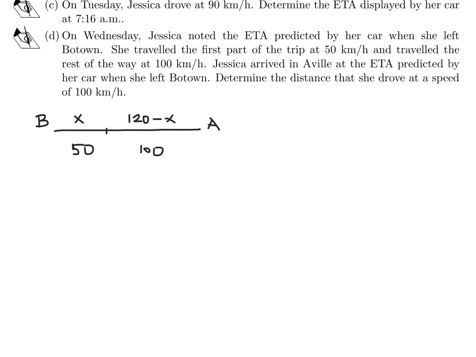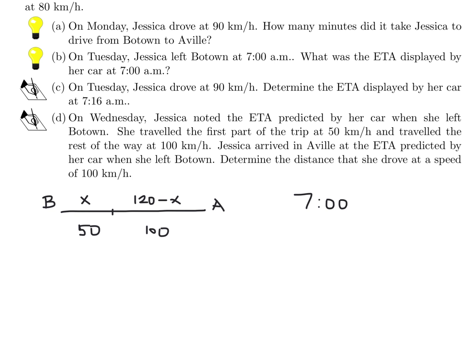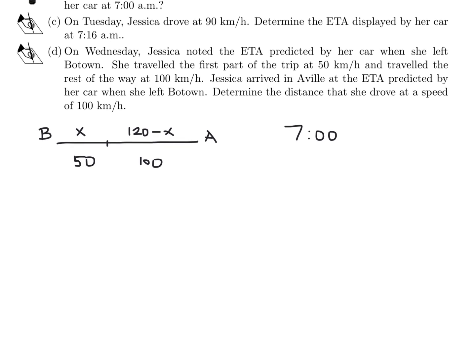Okay, so then at 7 a.m. she sets off, I believe. Is it 7 a.m.? Oh, we're continuing Wednesday, right? Wednesday, when she left Bowtown, and so on. Well, it doesn't really matter. We can just use 7 a.m. as an example because we just need to figure this out. So let's just say she left at 7 a.m.